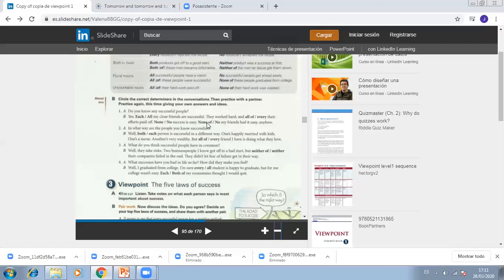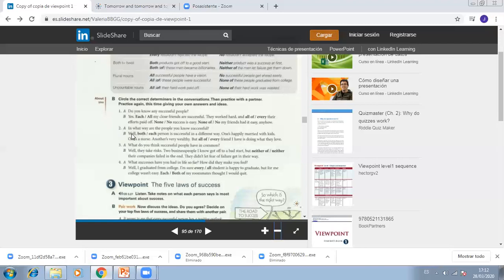Okay, and then we go on. The next exercise is number 2. In what way are the people you know successful? Okay, remember, this is a very similar exercise to the one we have in step number 6 of lesson 1 I sent you last Monday. Okay, but here we have some answers using the determiners.